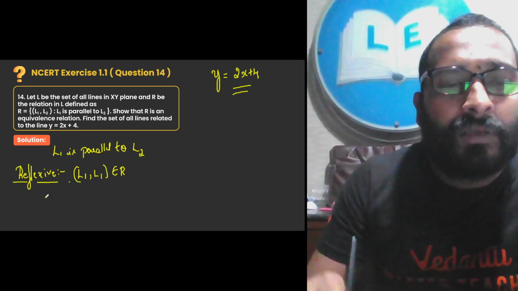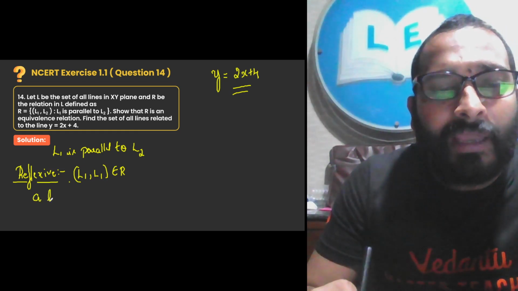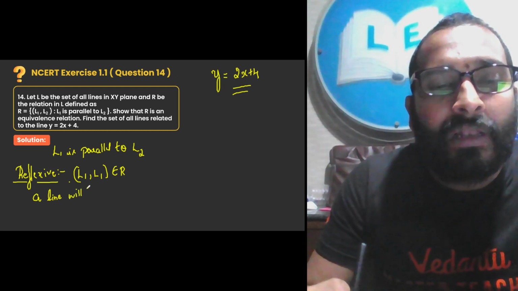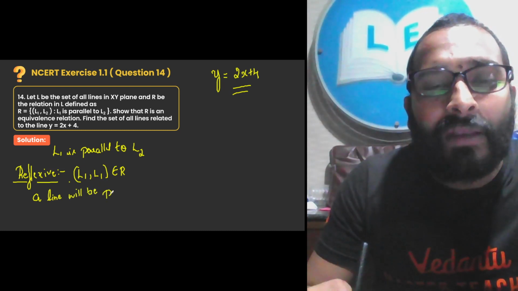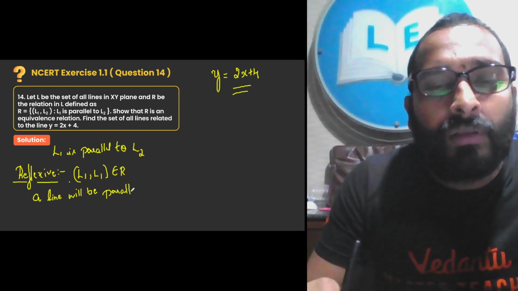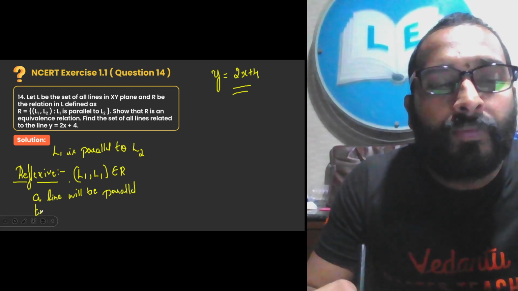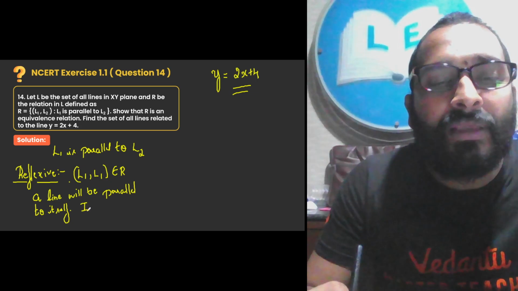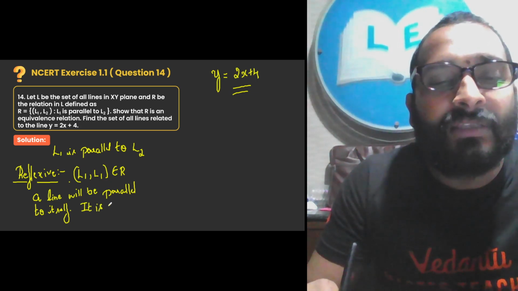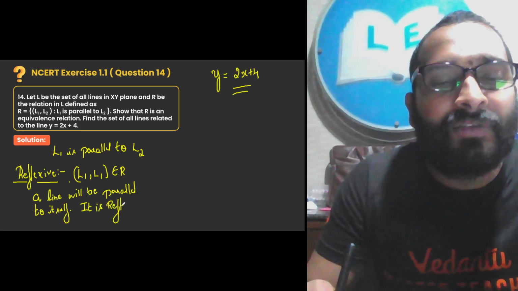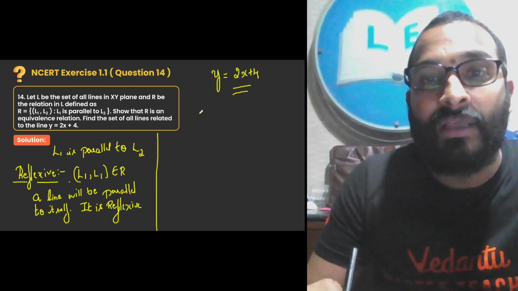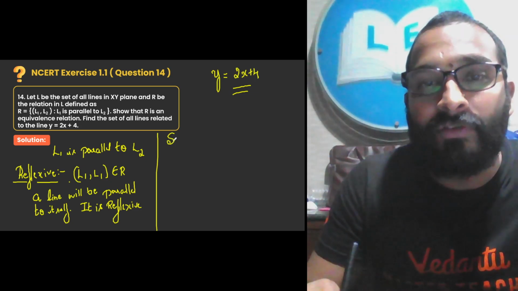Yes, a line will be parallel to itself, right children? A line will be parallel to itself. So what we write, it is reflexive, right children? It is a reflexive relation, right? You take any line, it will be parallel to itself when you're comparing. Yes. Now let us try to check for symmetric.